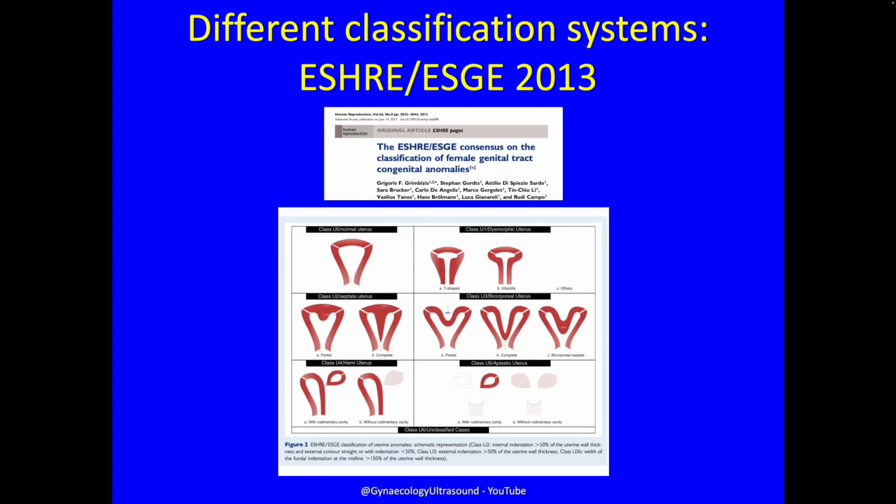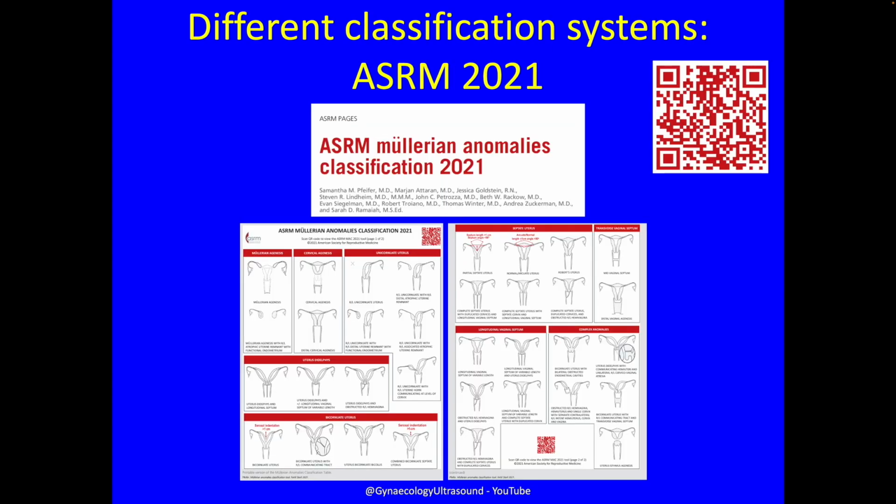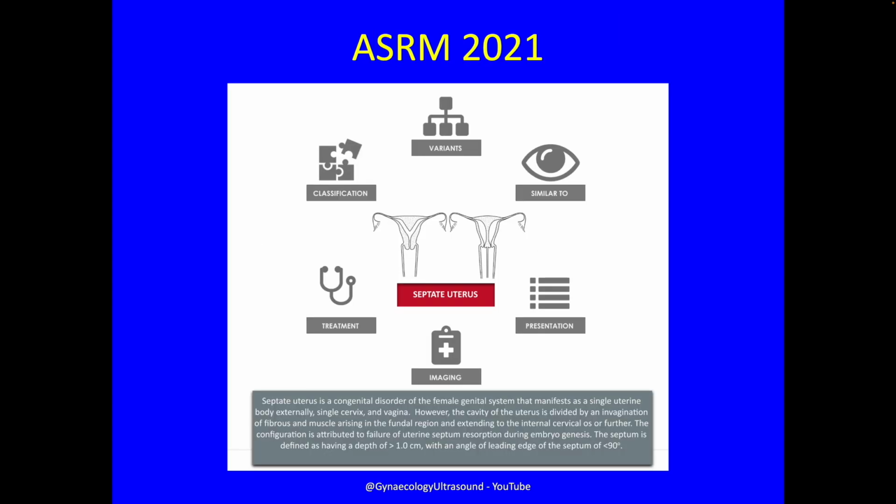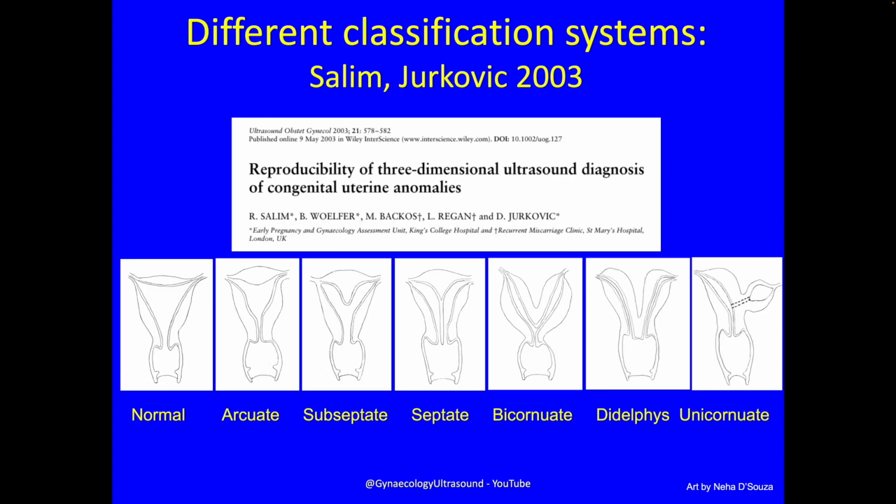There was an ESHRE-ESGE consensus in 2013, which was controversial, and has now also been superseded by the ASRM classification in 2021, and that's a QR code, so you can do this online yourself. It's a very good classification system. It talks about different abnormalities, about different imaging modalities, treatment, variants on a theme, what it looks a bit like, and it's very good. I'd encourage you to have a look at it. The nice thing for me is that it's still actually the same as this, but it's got a lot more detail in it. And so I'll be talking you through this classification system.